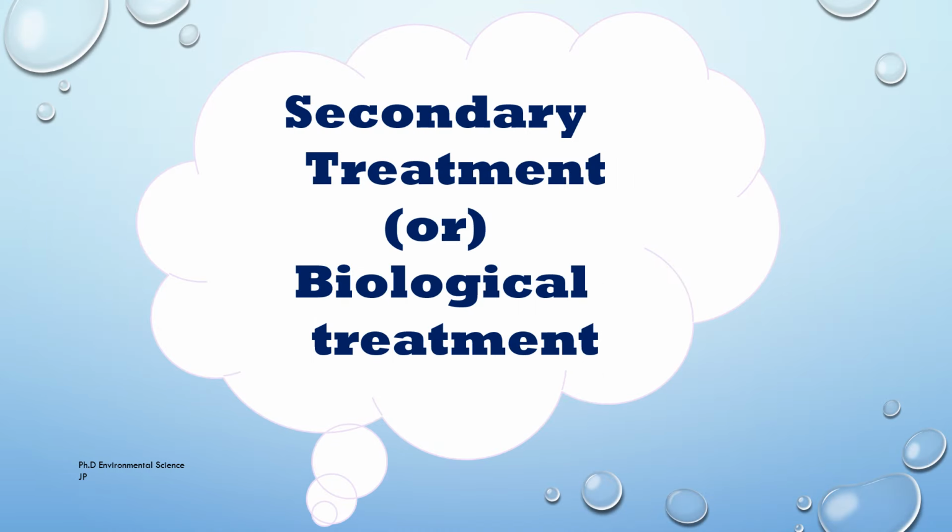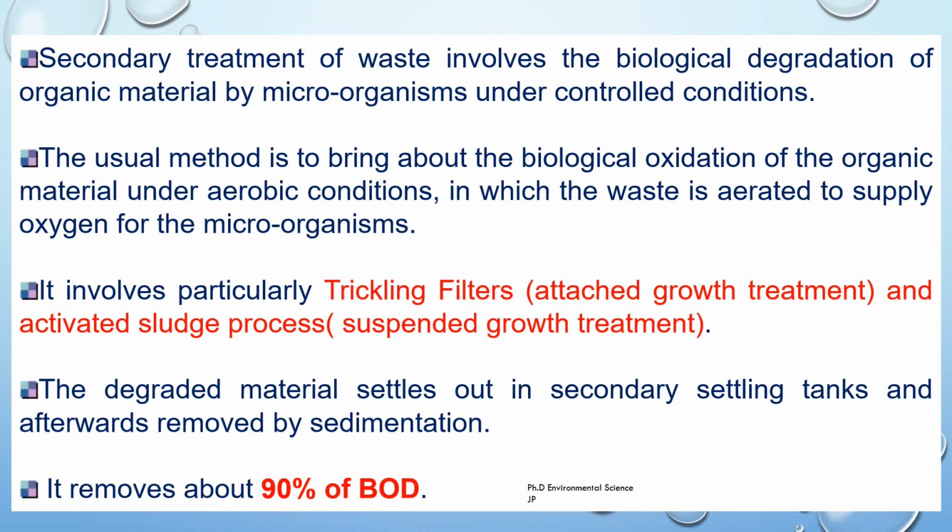Secondary treatment. The primary goal of secondary treatment is to promote the biological oxidation of organic materials which are present in the wastewater. This process occurs under controlled aerobic conditions, meaning oxygen is supplied to support the growth and activity of microorganisms. Now, wastewater undergoing secondary treatment is aerated to ensure sufficient oxygen levels for microbial metabolism. Aeration may involve pumping air into the wastewater or using mechanical devices to agitate the water, thereby enhancing oxygen transfer and microbial activity. Treatment methods which are used involve trickling filters and activated sludge process.